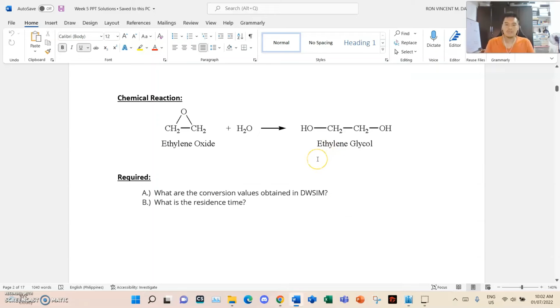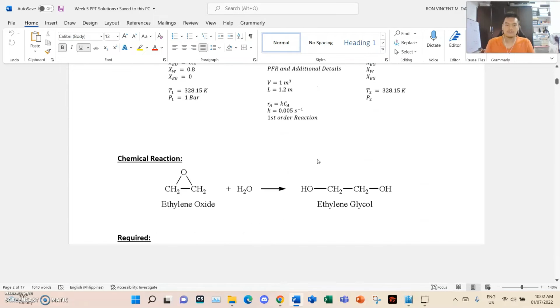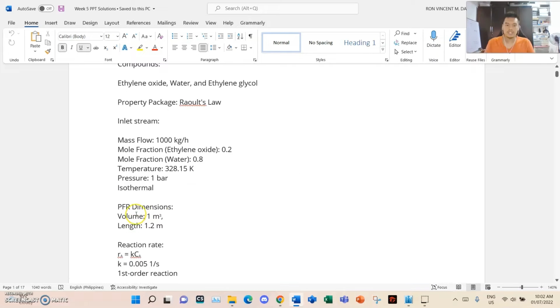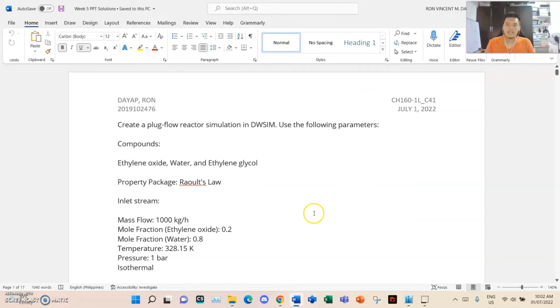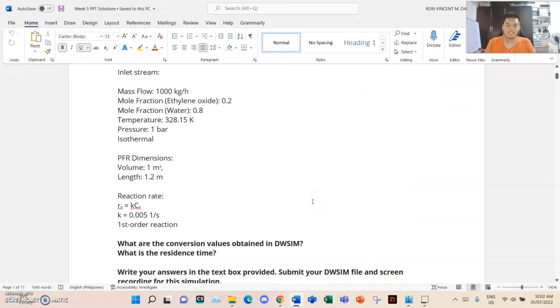According to the problem, the rate of reaction for A, where we always treat A as the limiting reactant, is a first order reaction. So we'll put here the direct order for the base component as first order, and we'll put the rest as 0. Next, what is our basis? Our basis is molar concentrations, and our phase is a vapor phase because ethylene oxide is a compound that is in the gas phase.